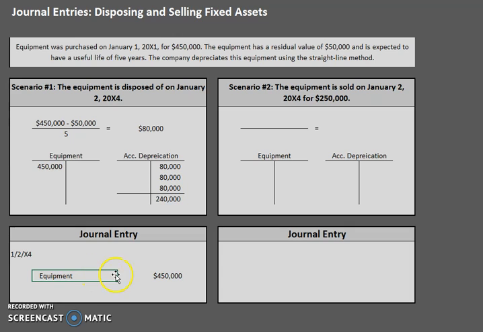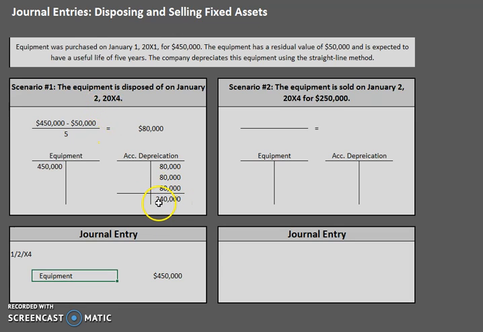Now that we have credited equipment for $450,000, we have to take a look at what else we need to get rid of. In this case, what account is always tied to equipment? Well, it's accumulated depreciation. Our accumulated depreciation currently has a balance of $240,000 at the beginning of year 4.